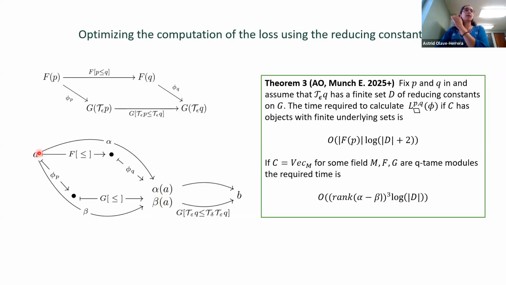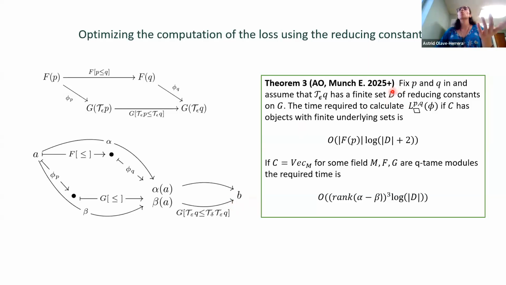If I take one element A of f of P, if I'm doing my loss on the parallelogram diagram, it means I need to check the image of alpha, the upper path, and the image of beta, so beta A. So I need to check how far they are, right? And we need to do it only finitely many times, corresponding exactly to those reducing constants that I'm calling them in a finite set D.